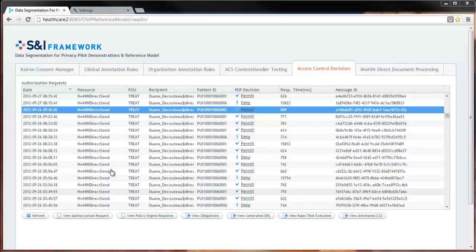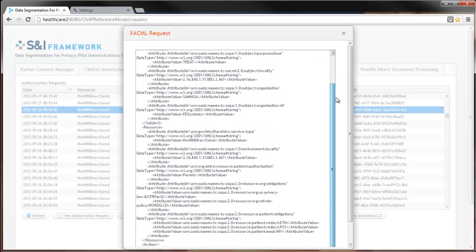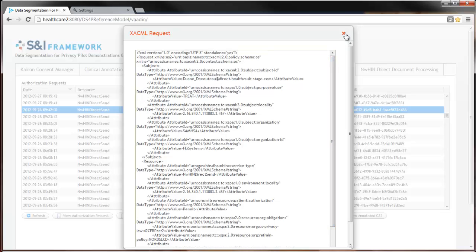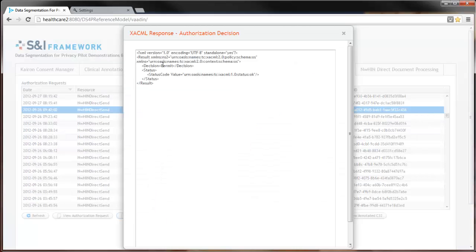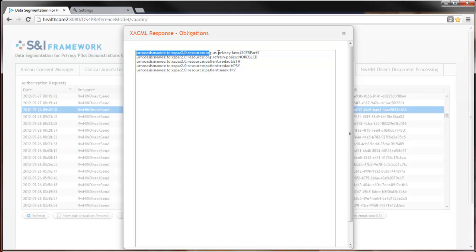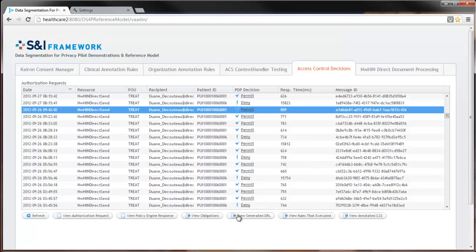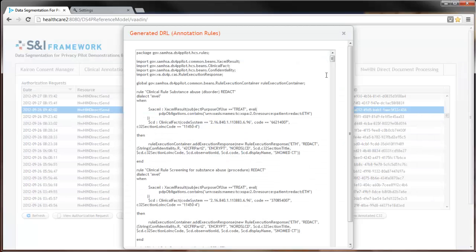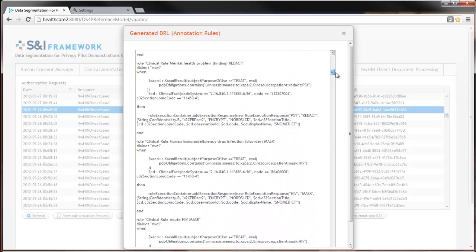Now let's take a look at what occurred in more detail. An XACML request was generated, including the recipient's credentials, organization, purpose of use, the test patient's authorization, and any organizational constraints. The policy decision point returned a permit. Additionally, obligations including document handling instructions and tagging information were also returned, including 42 CFR Part 2, no redisclosure, the redaction requirement of substance abuse and mental health related findings, as well as the masking requirement of HIV.